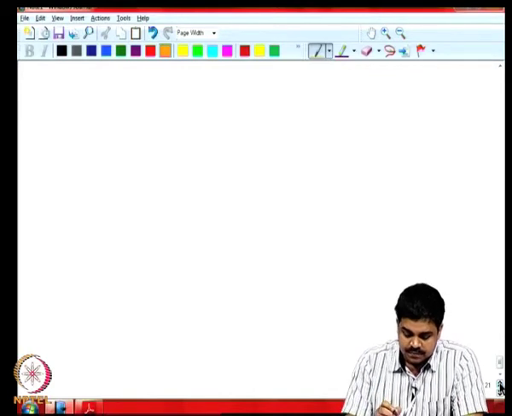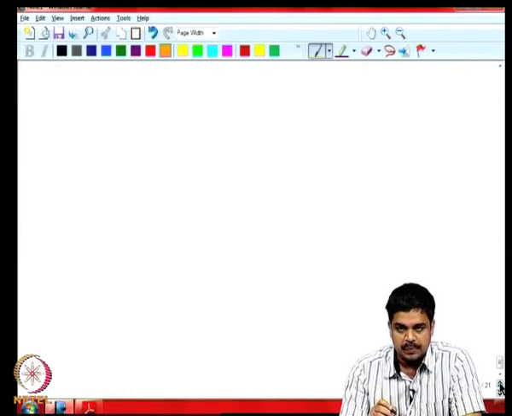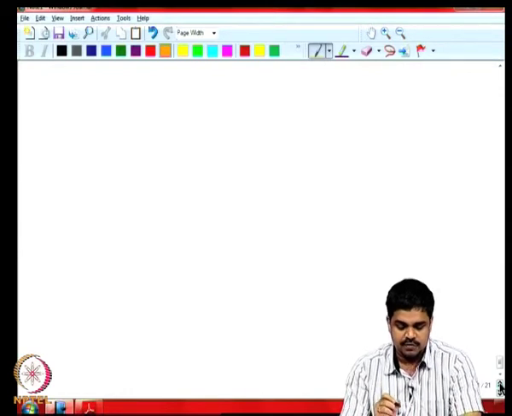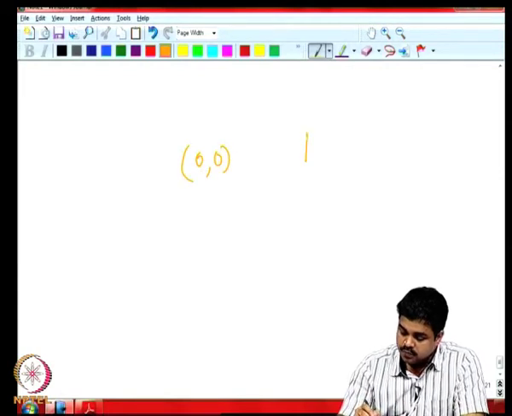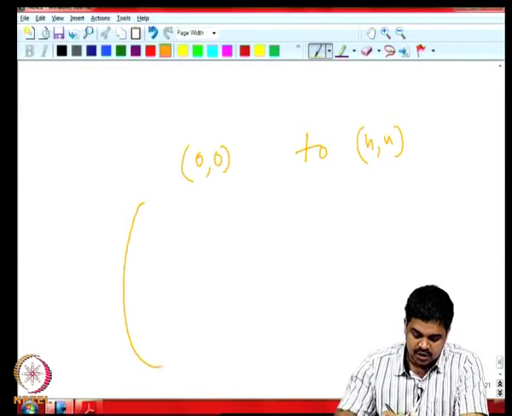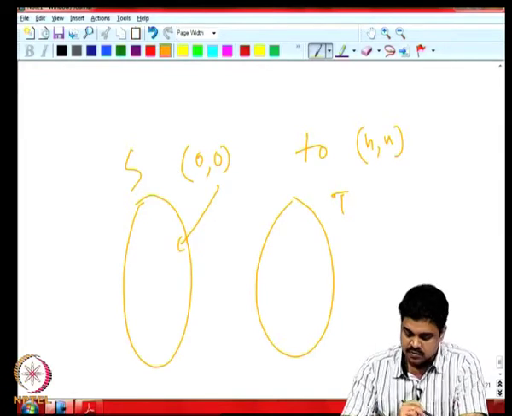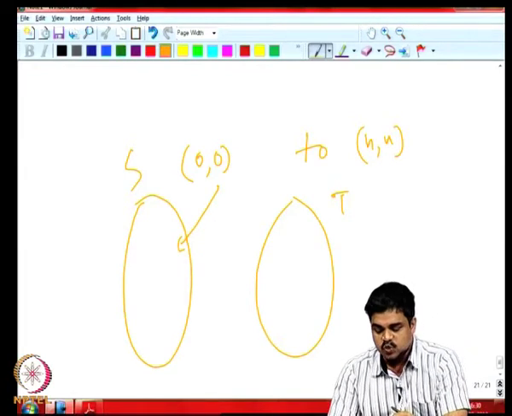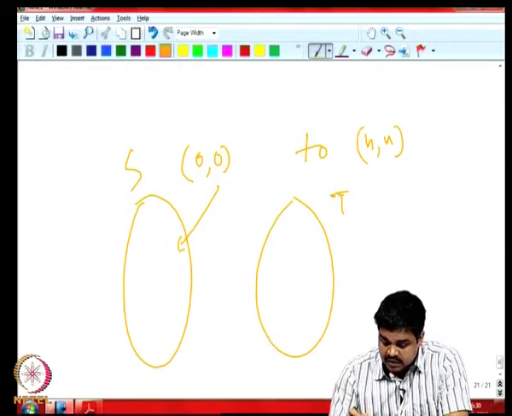So, we claim that the number of ways of filling this table is exactly equal to the number of ways of traveling from 0 0 in that lattice, that grid structure, to n comma n without ever crossing the diagonal. How do we see this? Again we construct a bijection between S and T, S being the paths from 0 0 to n comma n which never cross the diagonal, and T being the number of ways of filling the tableaus.